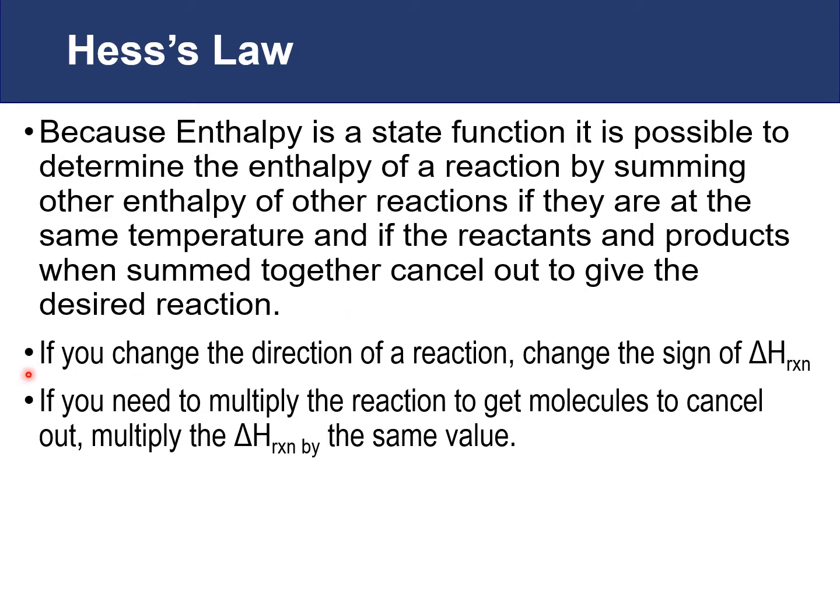So if you change the direction of a reaction, you change the sign of the enthalpy of reaction, because the enthalpy of reaction is the difference between your starting point and ending point. So if you change the direction of the reaction and make your products your starting point and your reactants your ending point, then the change in energy would be going in the reverse direction, and so it would be the negative of the process that you would find in a table. If you need to multiply the reaction to get the molecules to cancel out, then you will multiply the delta H reaction by the same value.